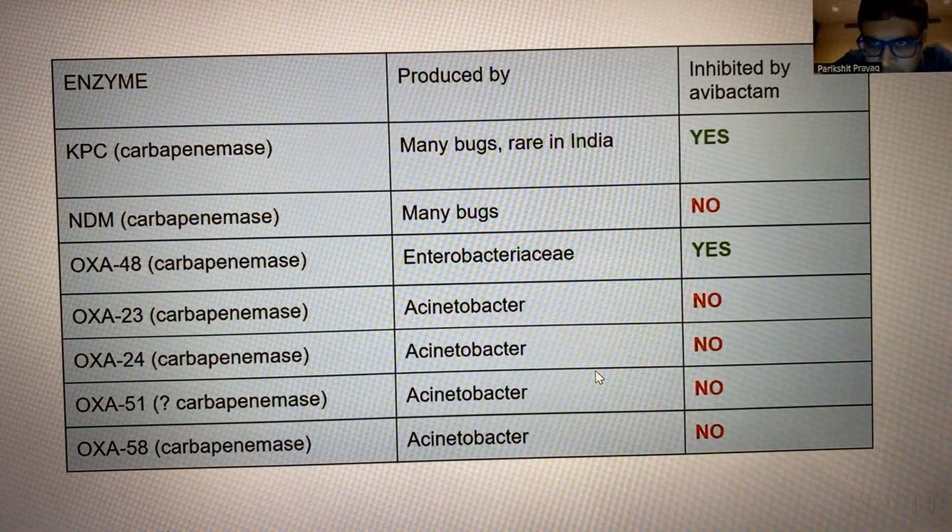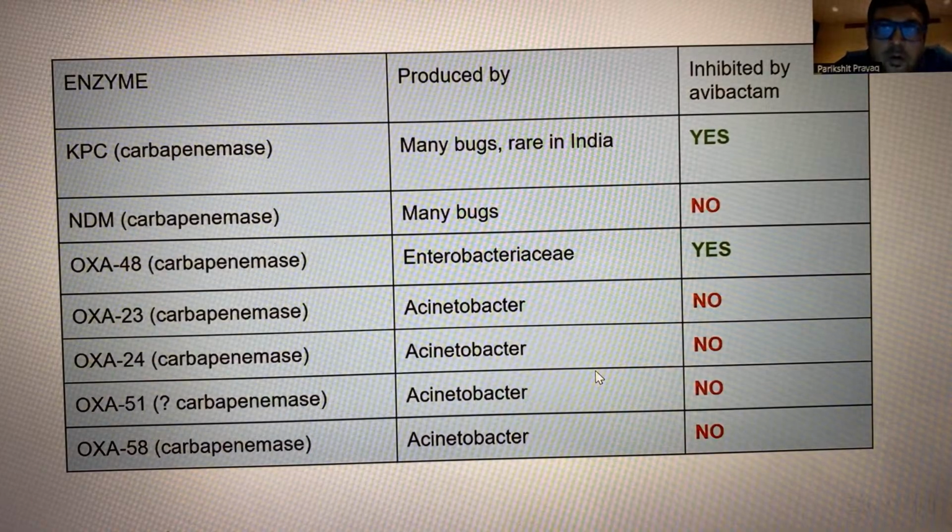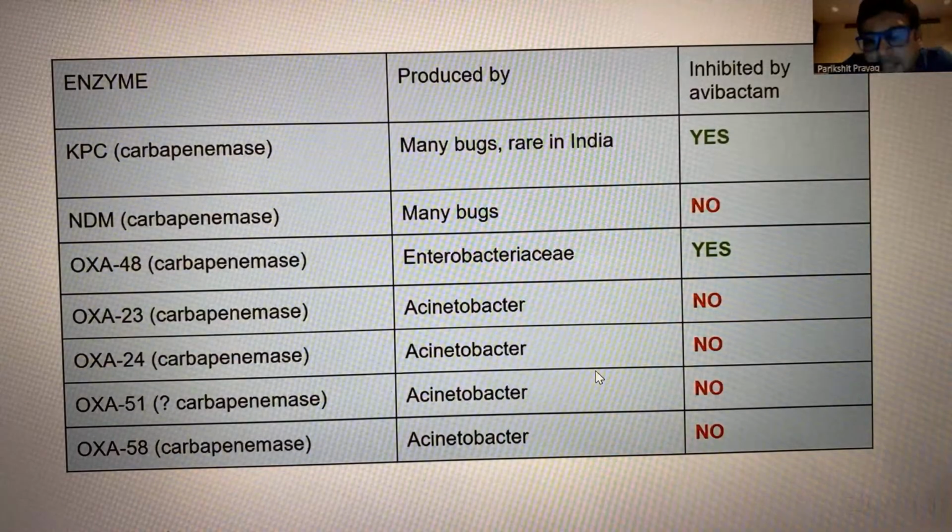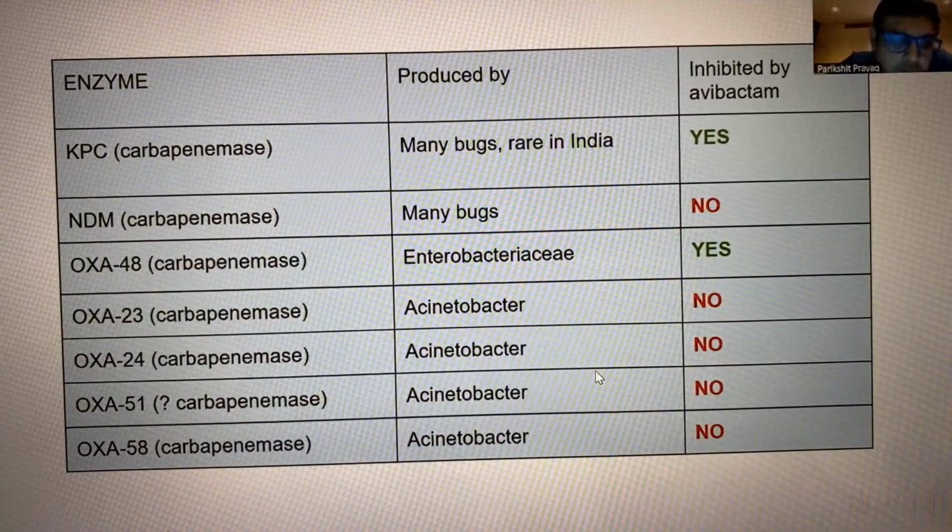Now, what about the avibactam profile when it comes to these type of enzymes? So we looked at KPCs, we said that many bugs produce it, but it is rare in India. Is it inhibited by avibactam? The answer is yes. NDM class B enzymes, many different organisms produce it. Unfortunately, far too common in our settings. Is it inhibited by avibactam? The answer is no. Not just avibactam, but even zidibactam or vaborbactam, regibactam, none of the BLIs which are currently available in clinical practice offer any type of inhibition when it comes to the New Delhi metallo-beta lactase.